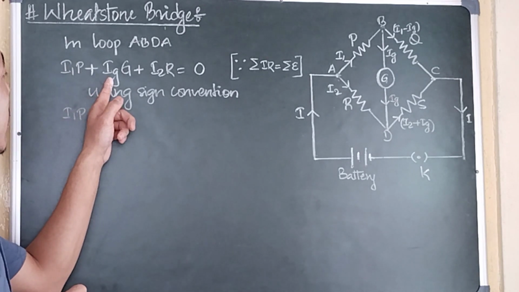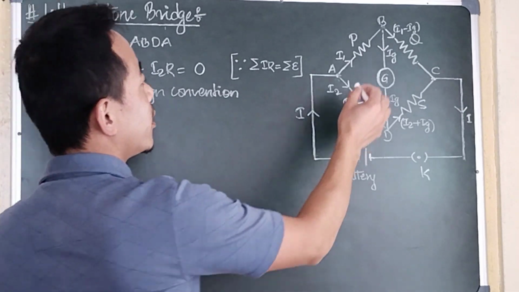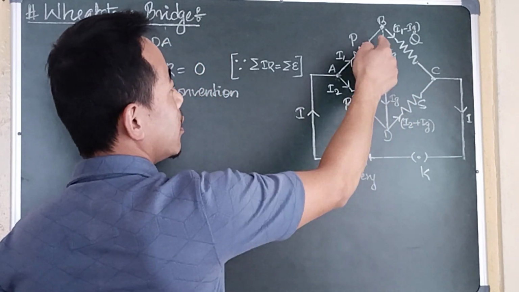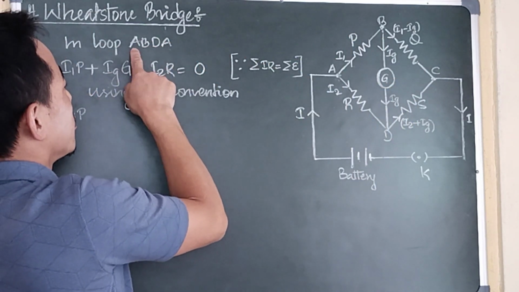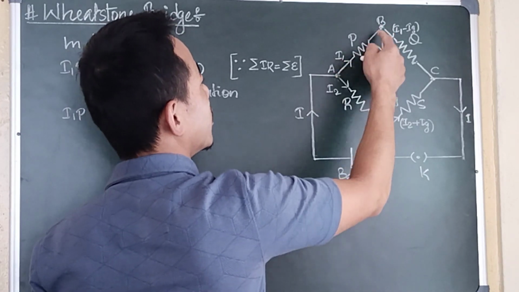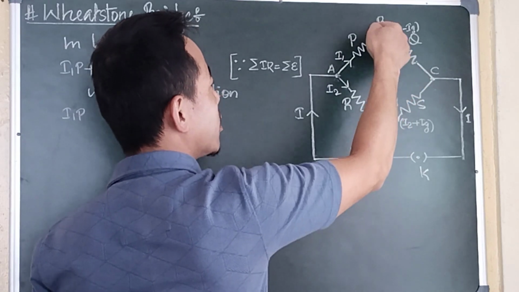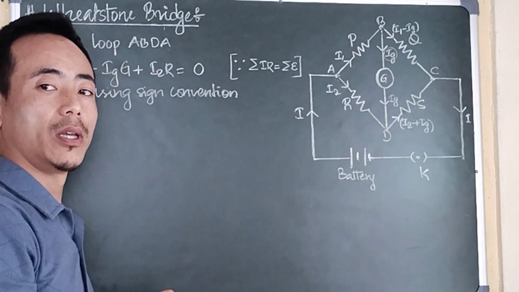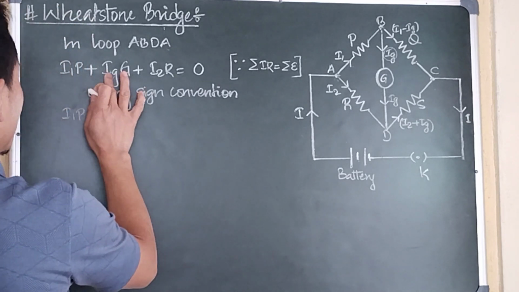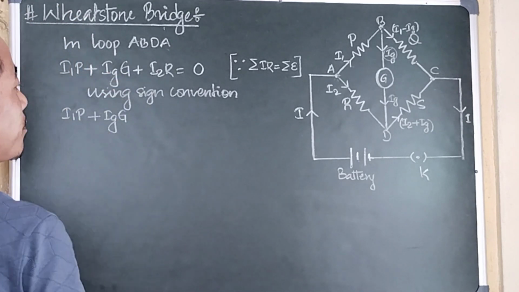Now let's see what will be the sign for IG, that is the current through the galvanometer. A, B, D, A is the loop that we have taken. From A to B we have gone, I1 is positive. Now we are going from B to D. You can see that this current IG is also going from B to D. So the sign for IG will also be positive. So we have IG times G here.